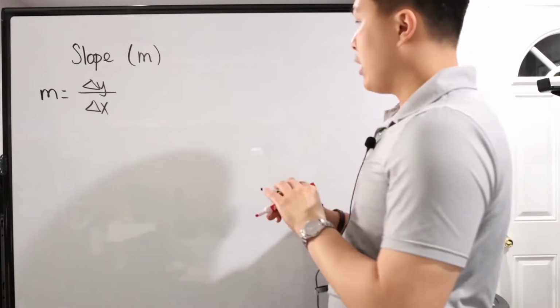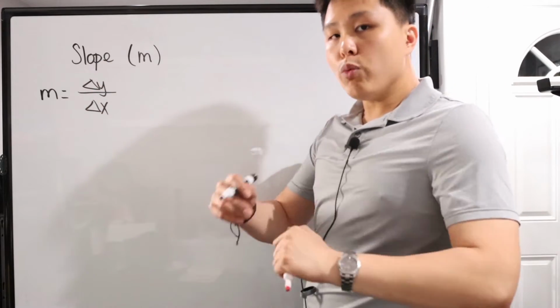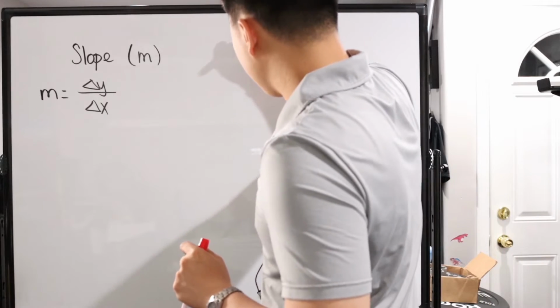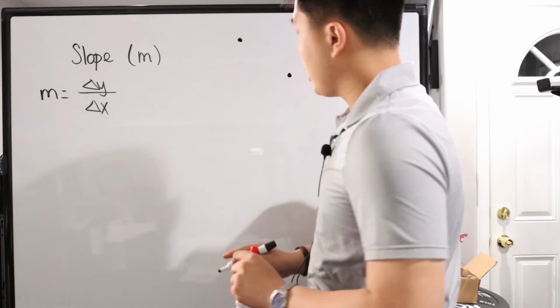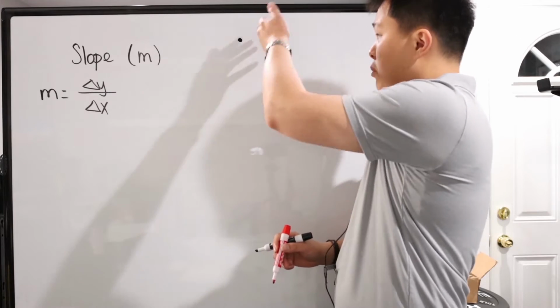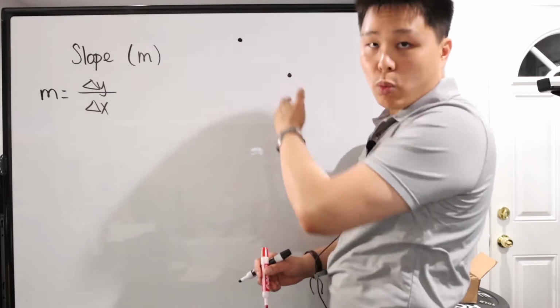Now what does that mean? Well, slope is usually in relation to two different points. So we have one point right here and another point right here. Notice this, they're off each other. They're not exactly the same, so there's some distance away.